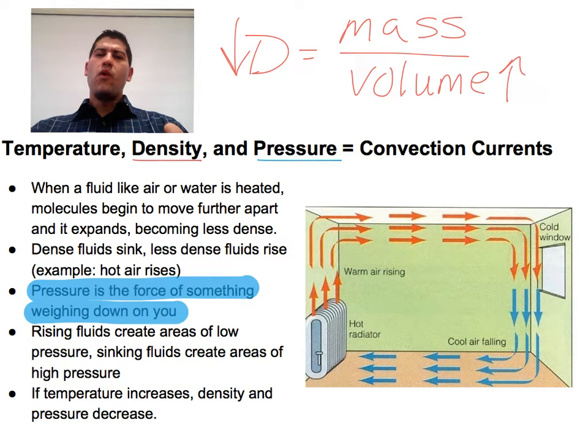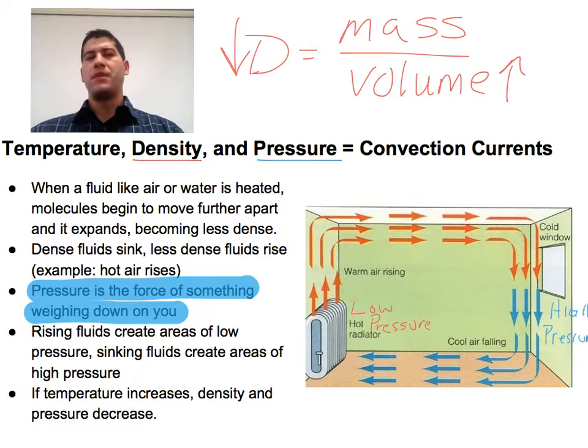If you have warm rising air, it creates an area of low pressure. Warm air molecules are far apart, so there aren't as many of them to exert pressure or weigh down on whatever is below them. Conversely, dense, cold air creates an area of high pressure because there are more molecules packed together to exert pressure on whatever is below them.